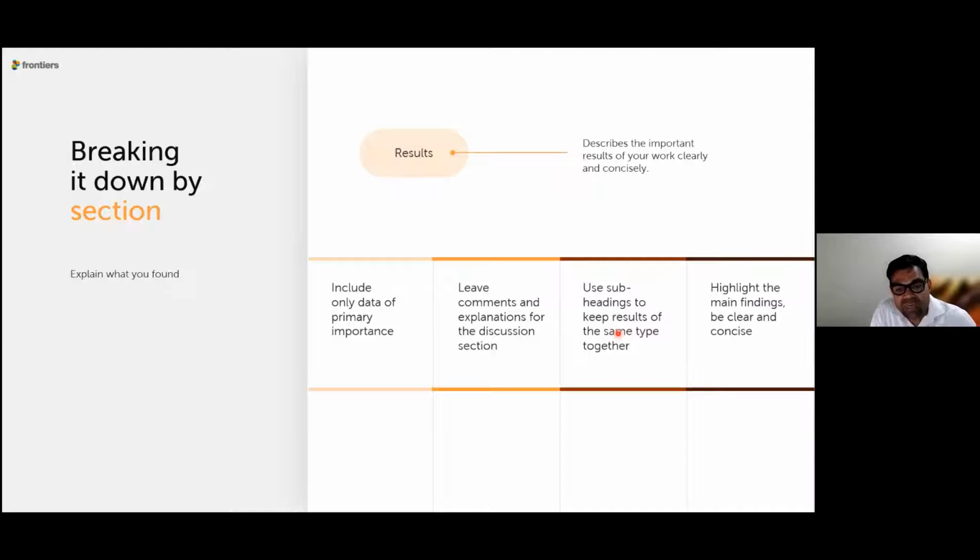Also, results highlight the main findings, so that they further understanding in the field, or those that differ from previous ones, okay?